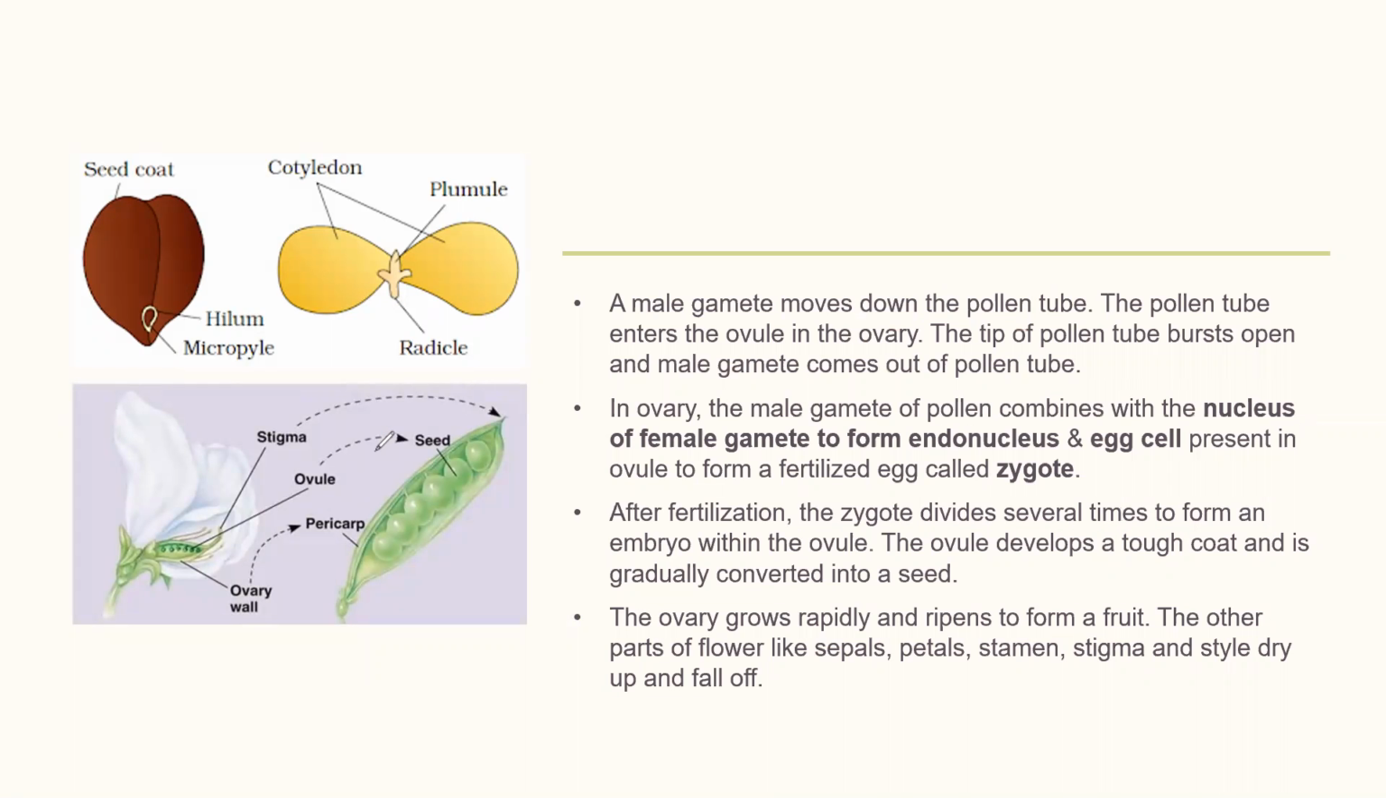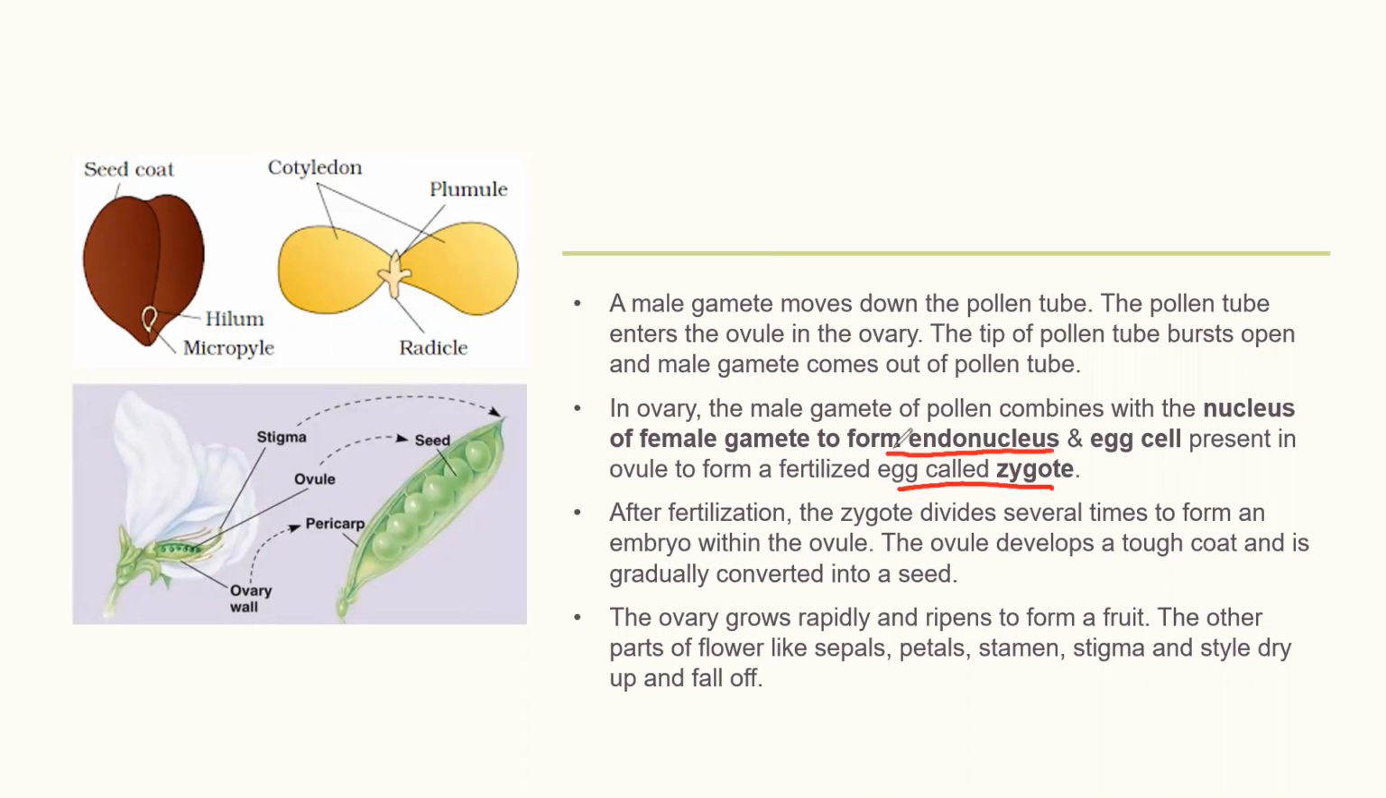When a male gamete moves down through the pollen tube, it enters the ovule in the ovary. The tip of the pollen tube bursts open, and the male gamete comes out of the pollen tube inside the ovary. In the ovary, the male gamete of the pollen combines with the nucleus of the female gamete to form the endosperm nucleus, and with the egg cell present in the ovule to form the zygote.